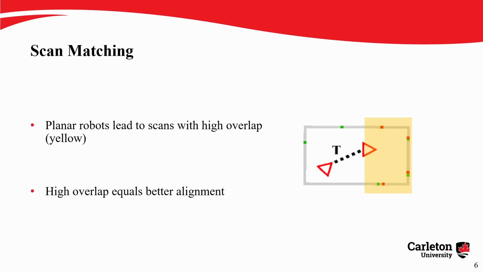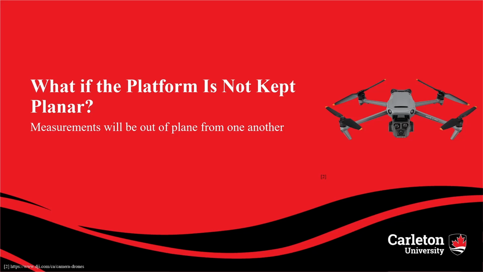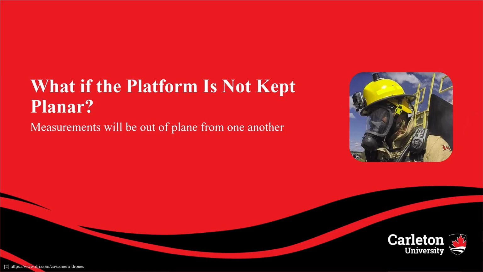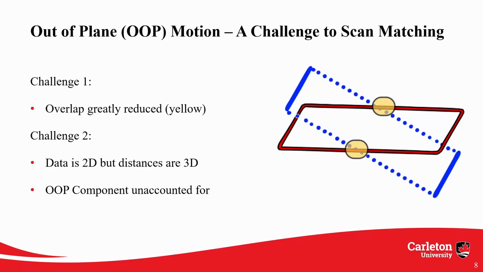In the simple 2D case, they're almost always guaranteed to have some overlap. But as scans overlap less and less, it becomes more and more challenging for scan matchers to find the correct transformation. So what if platforms are not kept level like our 2D example? Platforms like drones or wearables often experience rotational motion that cause their measurements to be out of plane of one another. How would this impact the amount of overlap seen in our scans, and therefore our scan matching performance? The answer is it would cause significant challenges to scan matching.